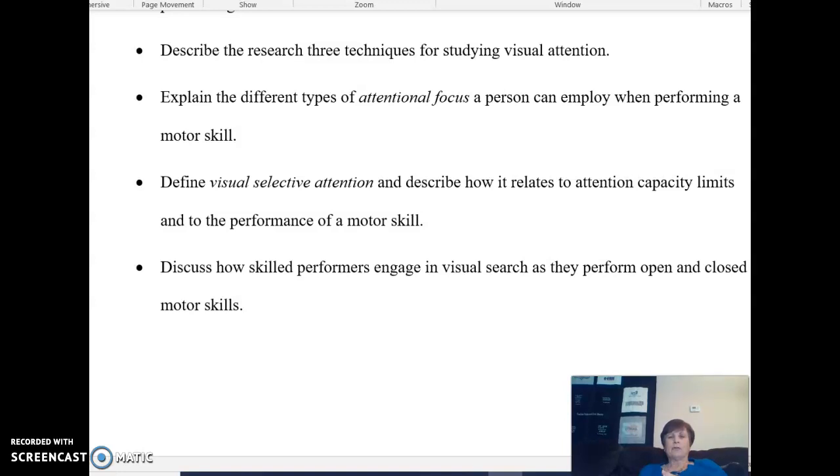With attention focus and how we perform motor skills, we talked about different dimensions. We talked about wide and narrow, internal and external. Make sure you review those concepts for types of attention. Ways that we attend. We attend broadly, we attend narrowly, we attend internally, and we attend externally. And we switch all the time our attention focus.